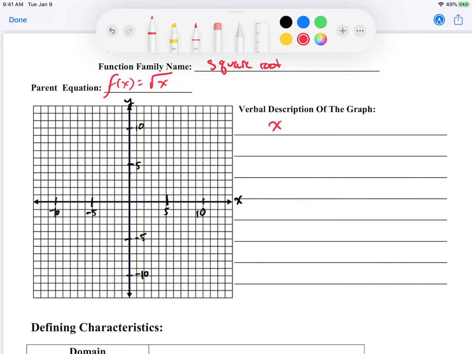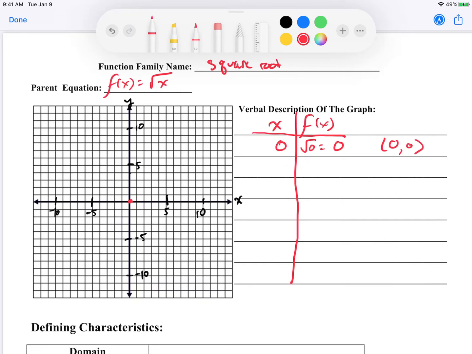Anytime we have a brand new graph, what we're going to do is create a table, and we're going to look at different values everywhere. The first one that we always start with is 0. If I take the square root of 0, that's obviously going to be 0. Very similar to how we've started every other catalog, we're going to start off at 0, 0.